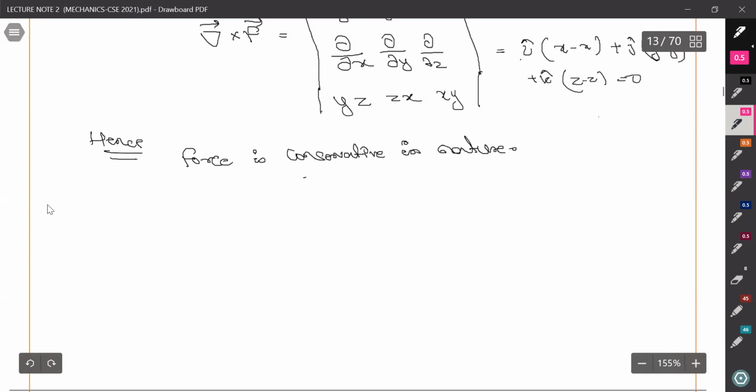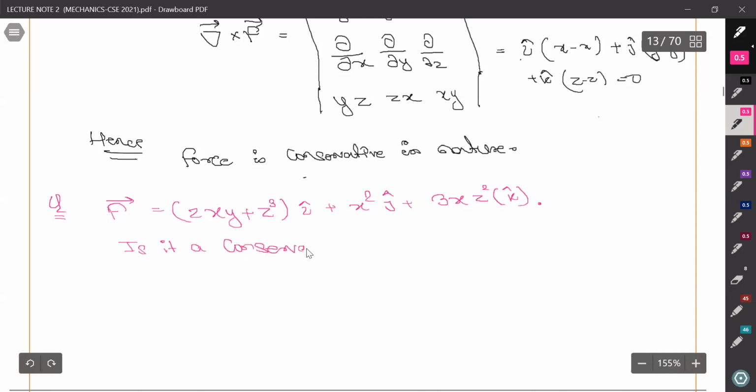Okay, write down this question. Given here is the force, that is (2xy + z³) i cap + x² j cap + 3xz² k cap, and it is from a previous year question. So what they ask is: is it a conservative field? First question was this, is it a conservative field?